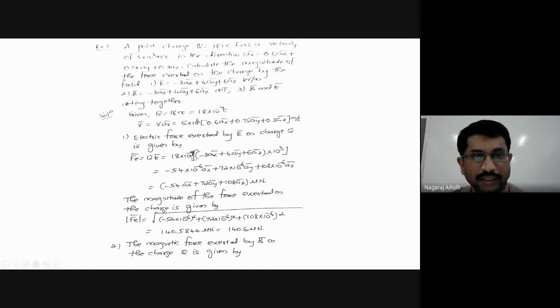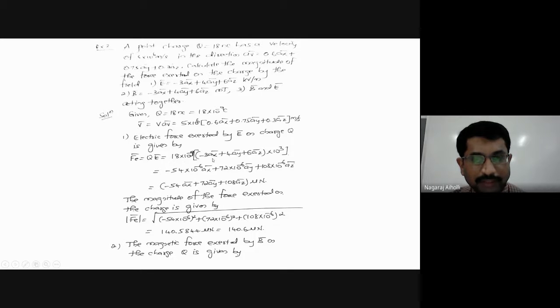That is 18 into 10 raised to minus 9, the Q value, multiplied by E bar. E bar is given as minus 3 aX bar plus 4 aY bar plus 6 aZ bar into 10 raised to 3. You should not forget this 10 raised to 3. Don't just read the vector and stop here. Read it completely, whatever units are given in the examination, because the units do matter. If you skip the unit, then your final answer will be wrong. The unit given here is kilovolt per meter, so it will be into 10 raised to 3, right? Then multiply it.